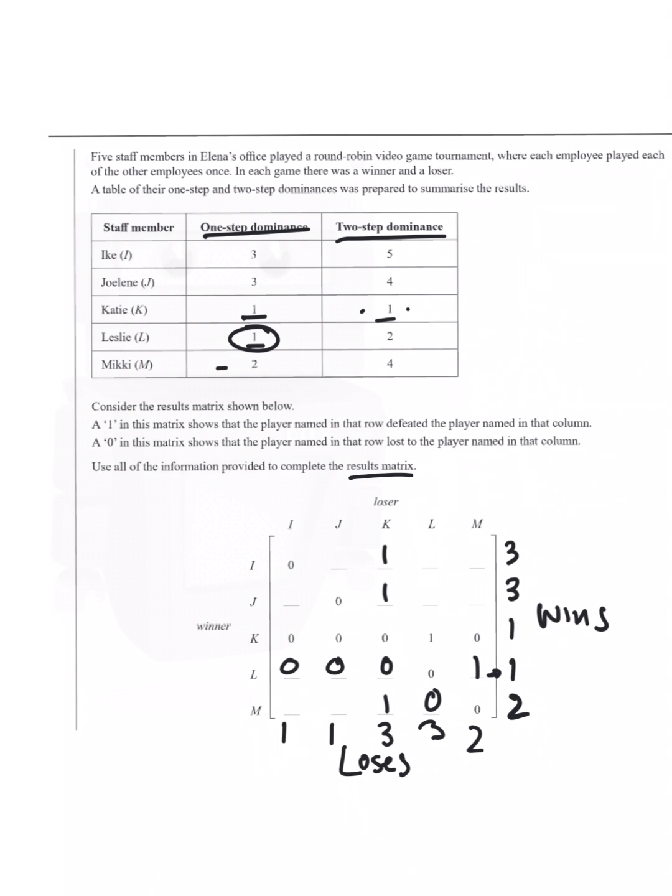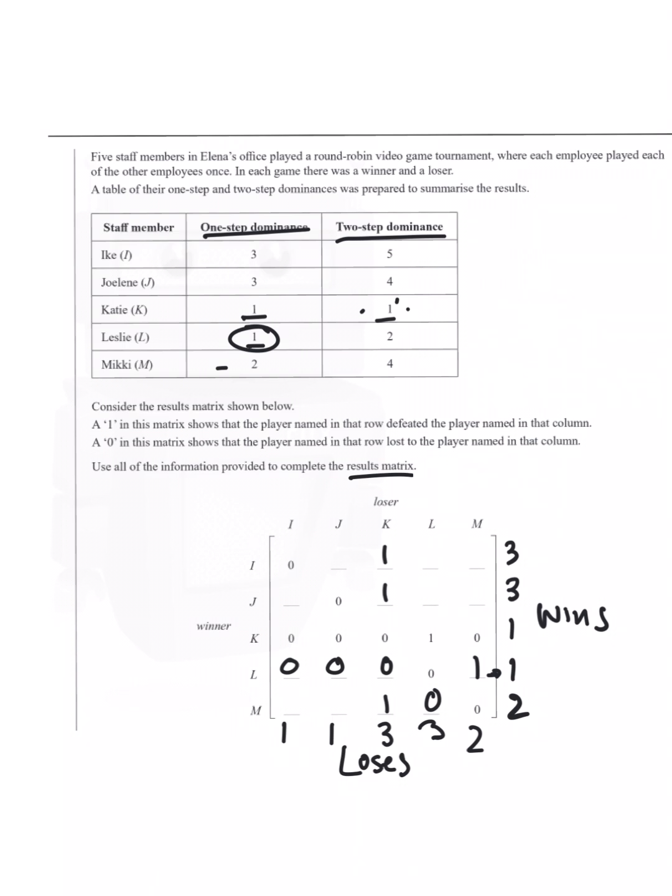Now we're going to go on to Mickey. Mickey has the 1 win. She's beaten Katie, so that's one of these 4-step dominants. That means she had to have beaten Jolene or Ike. But at the moment, we don't know because they both have 3 wins. So we're just going to leave Mickey for the moment.